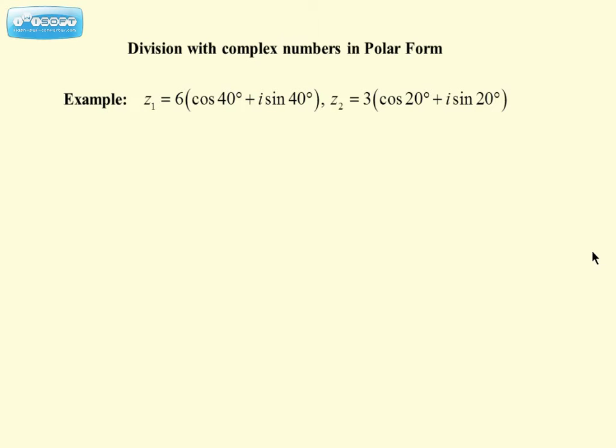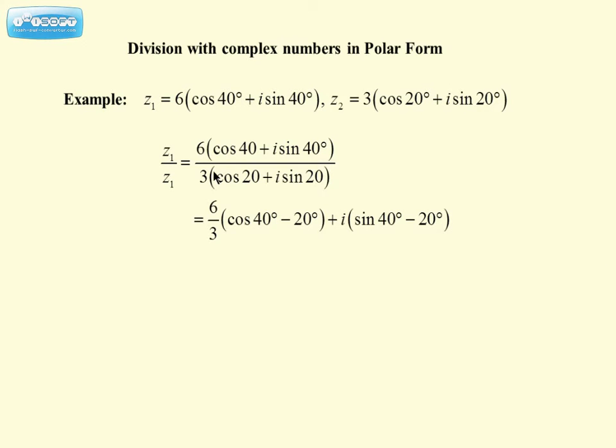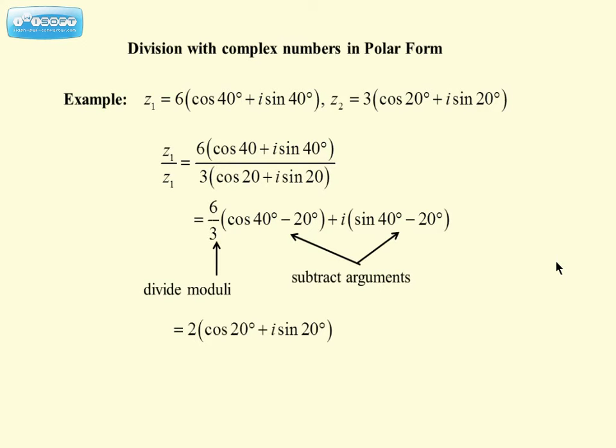Here we have Z1 with modulus 6, argument 40 degrees, and Z2 with modulus 3 and argument 20 degrees. We divide. Notice the 6 is divided by the 3. Here we subtract the two arguments, and our final result is 2 parentheses cosine 20 degrees plus i sine 20 degrees. I would recommend you try problem 46 on page 696.